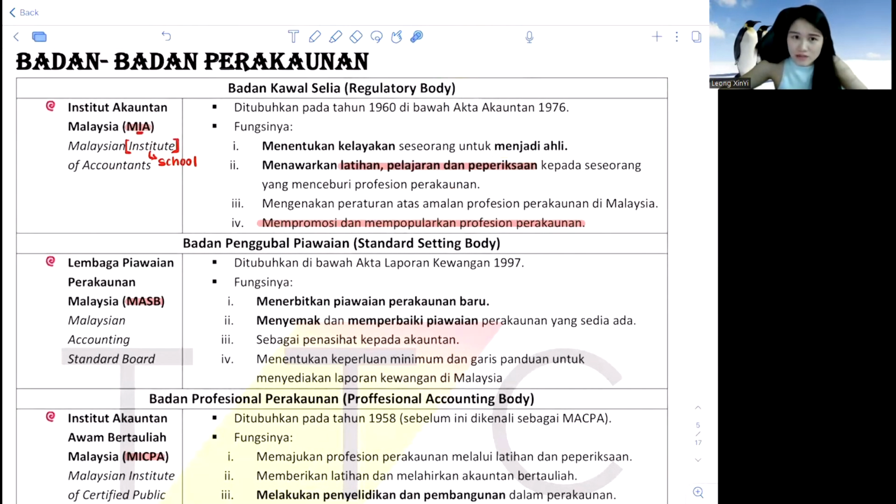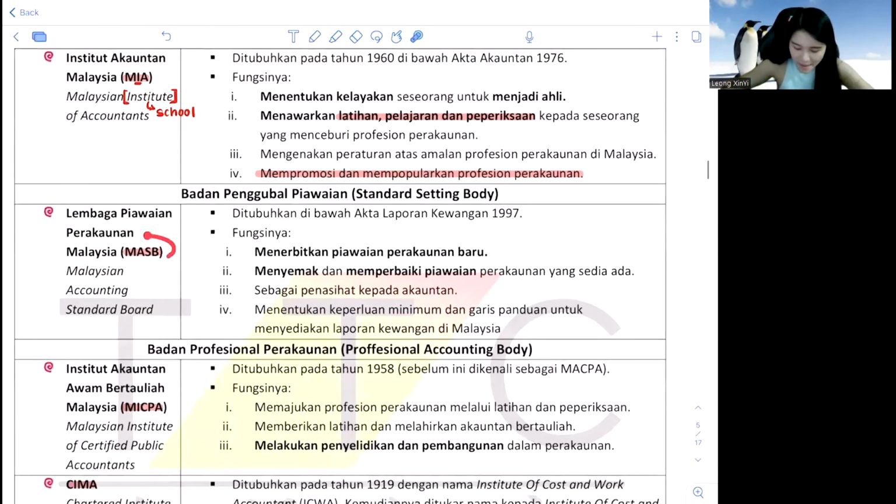Actually, they don't really like to ask about that. But I did put bolded words, so means at least you have a read lah, in case if it comes out, then you still know that it's MIA. Okay, yeah. Second one, MASB. MASB, you just recognize it by this alphabet S. S is standard.